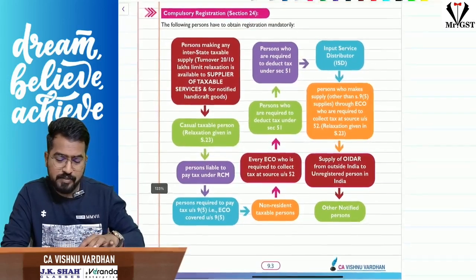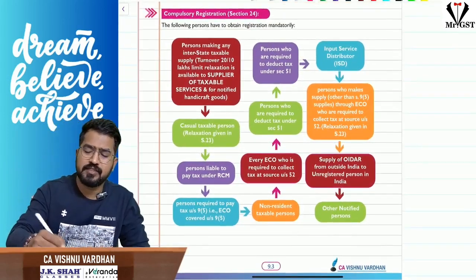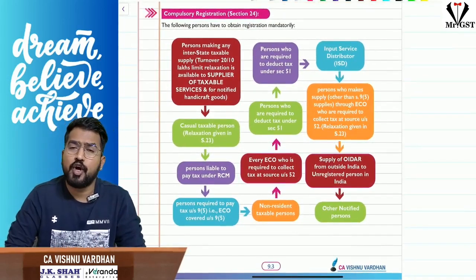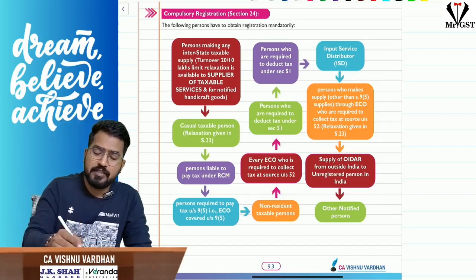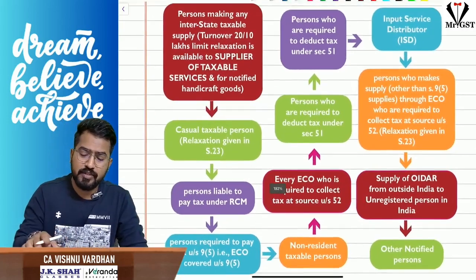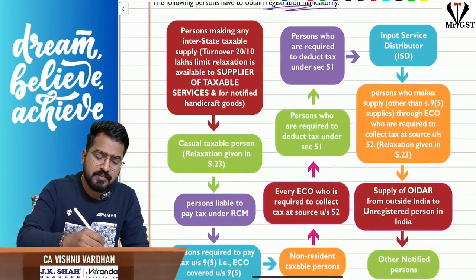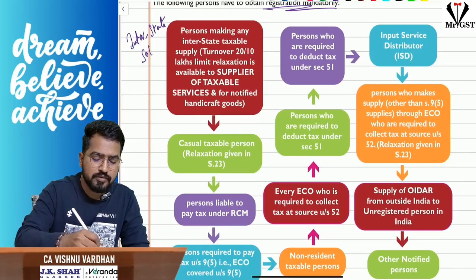Fine. So with that, we are done with section 22, and section 24 says who are compulsorily liable for registration. Definitely you should obtain registration. Who should definitely obtain registration? Persons making interstate supply of goods.